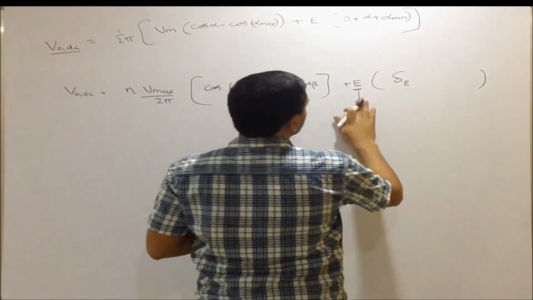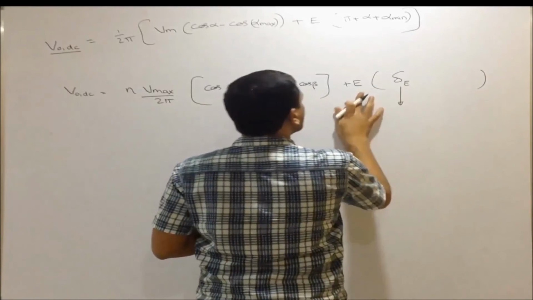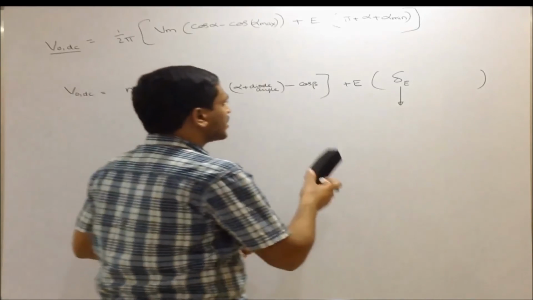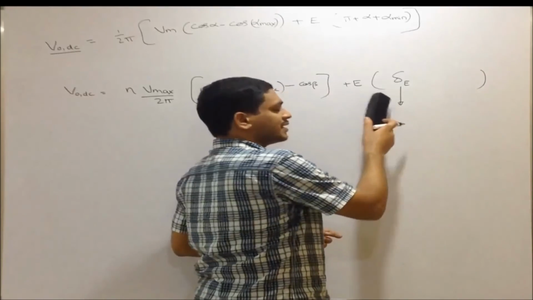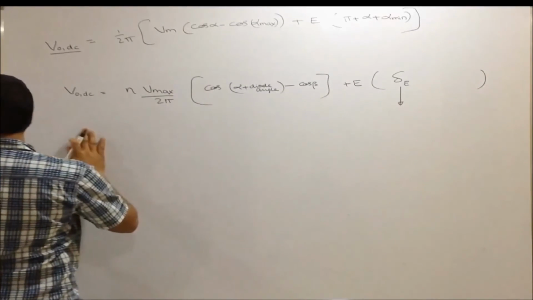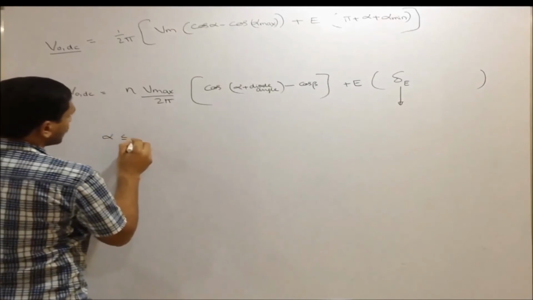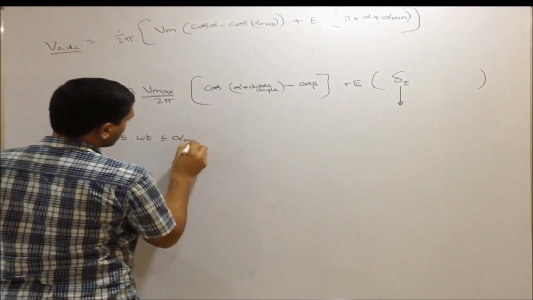Now I will modify this a little bit to make it more clear. This is a very crude form. This I have to expand, and that expansion I will do. Now you consider the intervals alpha less than or equal to omega t less than or equal to alpha max.